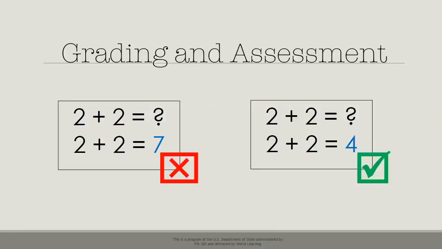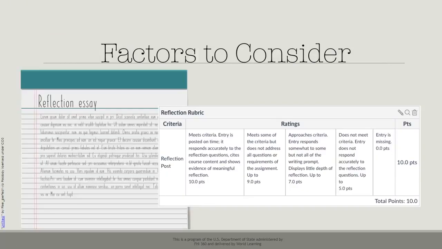Some assignments are easy to assess. When there is one right answer, grading can be fairly simple. For complex tasks, we need to consider several factors. This is when a rubric can be very useful.